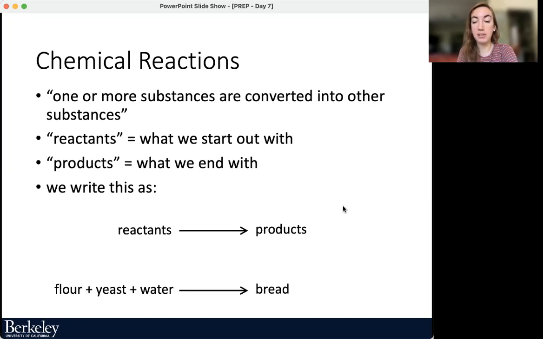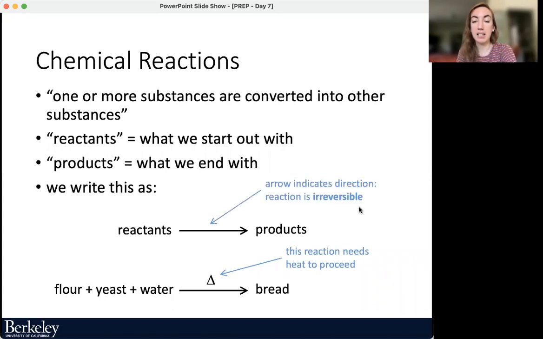So for an example, in daily life, flour, yeast, and water react to make bread. That reaction requires heat. I need to put it in my oven. And so we denote that with a little triangle that goes on top of the arrow. I remember that because to me, it looks like a tiny little fire. I don't know, maybe I've just justified that to myself. But the triangle means that there needs to be heat for this reaction to proceed.